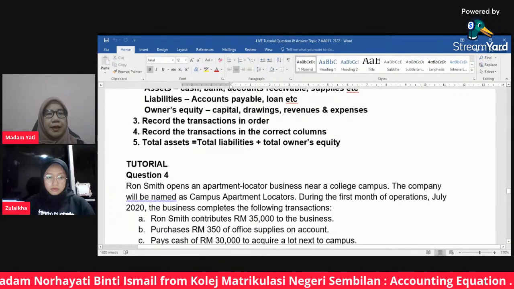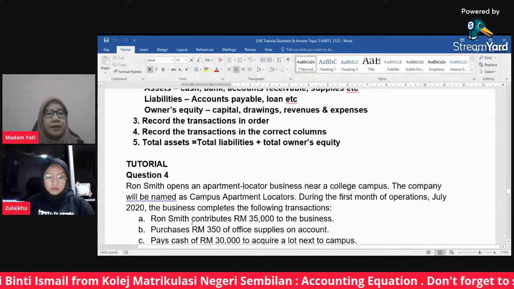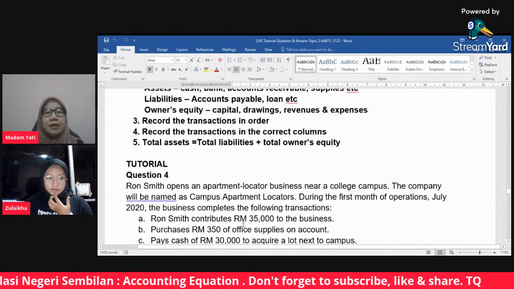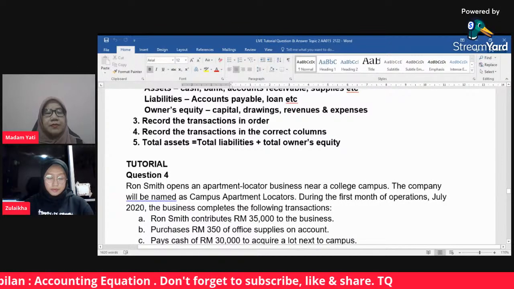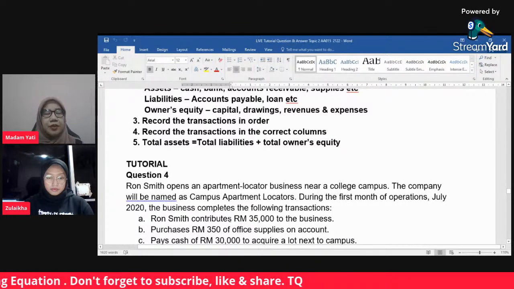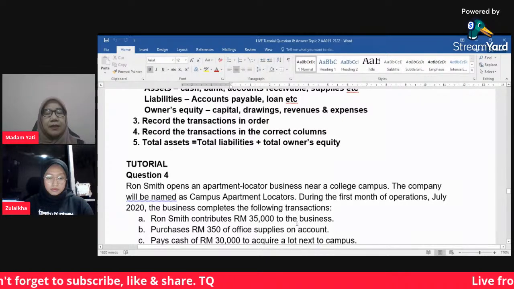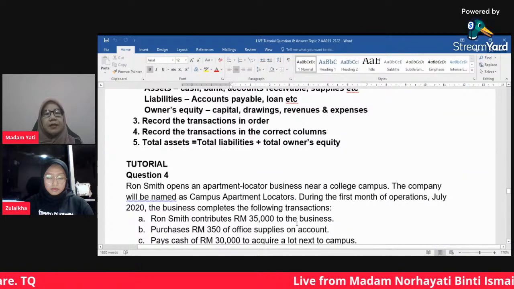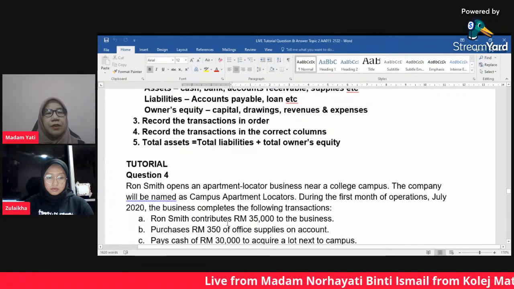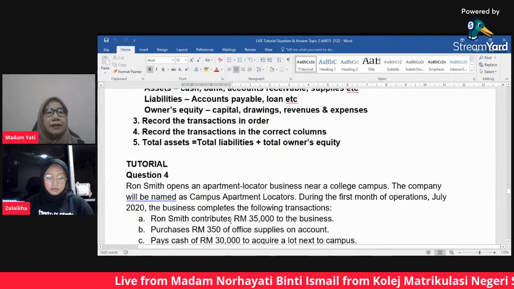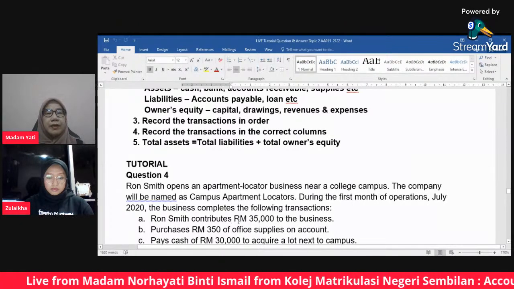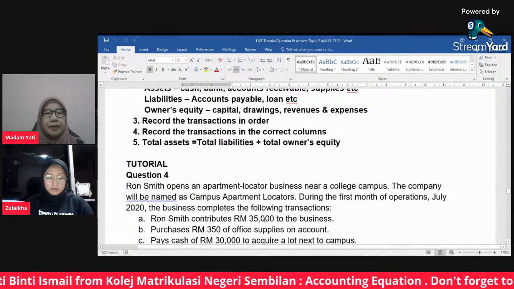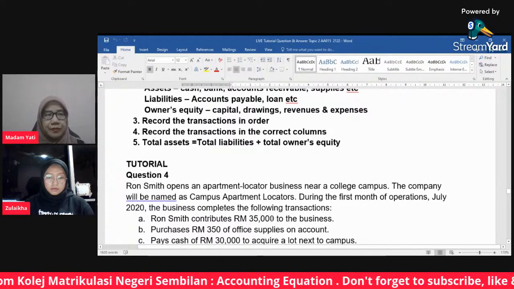Okay, the first one, Ron Smith contribute 35,000 to the business. Bila disebut contribute, so that means it will increase. So you must identify the transaction, which category is involved in the transaction. So kalau kita tengok je, kalau contribute, that means increase in owner's equity. And this one increase in cash or bank. Sebab yang ni dia tak sebut apa-apa, so cash.